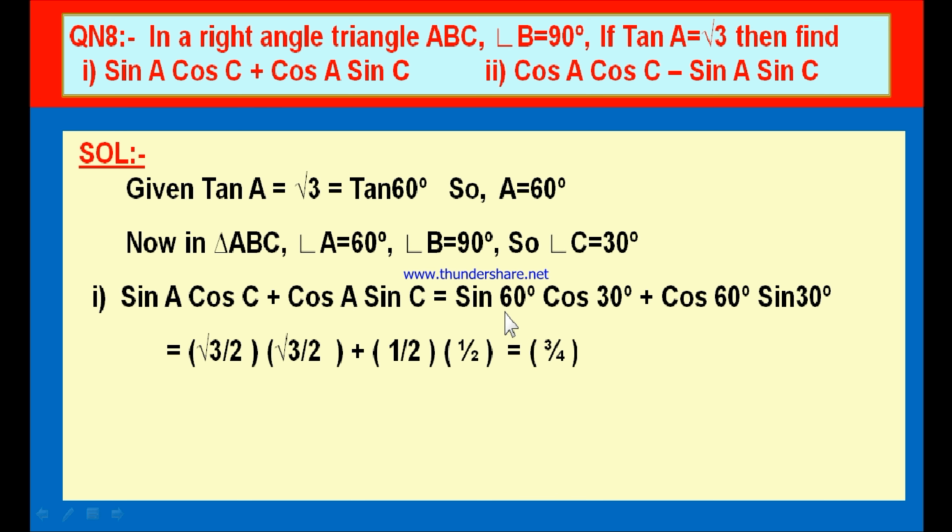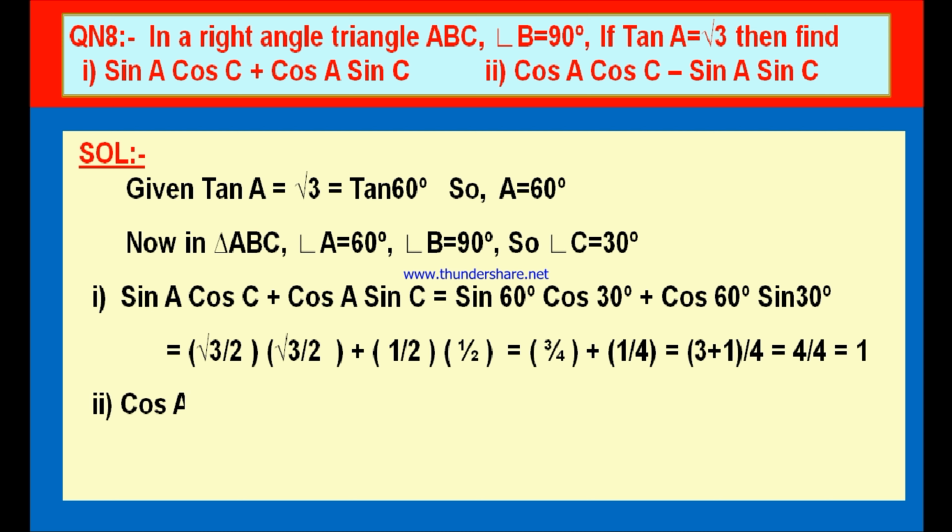Sin 60 degrees is root 3 by 2, into cos 30 degrees is also root 3 by 2, plus cos 60 degrees is 1 by 2, into sin 30 degrees is also 1 by 2. Root 3 by 2 into root 3 by 2. The product of two fractions is nothing but the product of the numerators by the product of the denominators. Root 3 into root 3 is 3, by 2 into 2 is 4. 3 by 4 plus 1 into 1 is 1, by 2 into 2 is 4. 3 by 4 plus 1 by 4. Now LCM is 4 only. Then the sum of the numerators 3 plus 1. 3 plus 1 is also 4. Therefore, it is 4 by 4 whose value is 1. Therefore, the value of the first bit is 1.